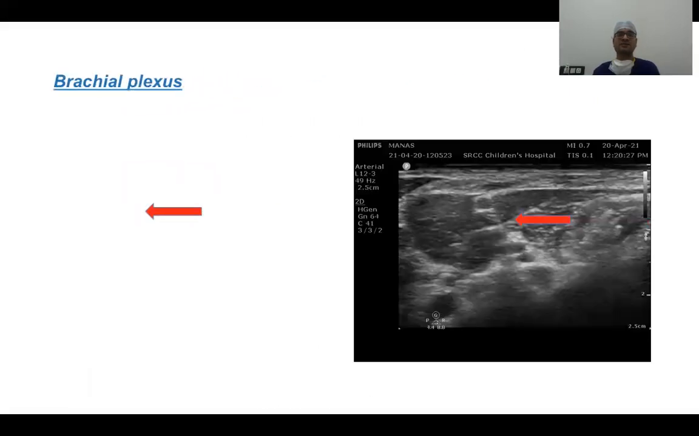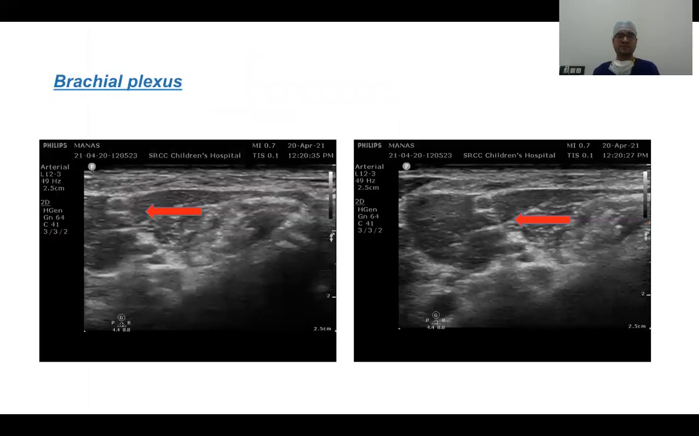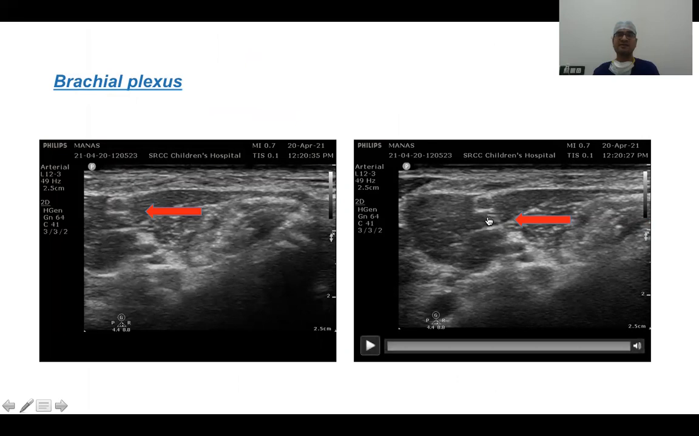Here we can see the brachial plexus roots toward one side, and in the center, where it is nicely seen, you can come from this marked site and deposit your drug here.